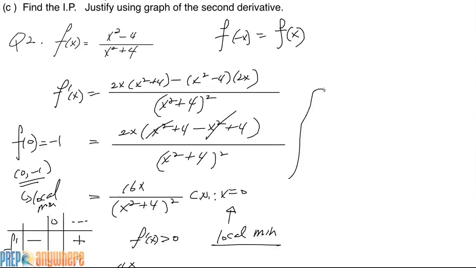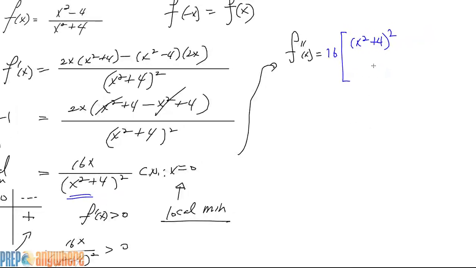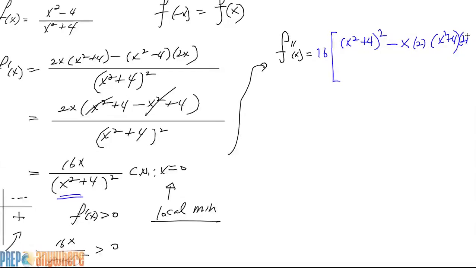Okay, let's go on to the second derivative. I'm going to continue from here. Leave the 16 out at the front, and I'm going to do the quotient rule one more time. So we get that, and minus x(2)(x squared plus 4) chained by 2x, all over (x squared plus 4) to the power of 4 this time. So we can reduce a little bit: one of those gone, one gone, you get 3 here.